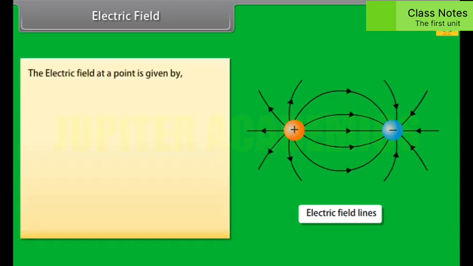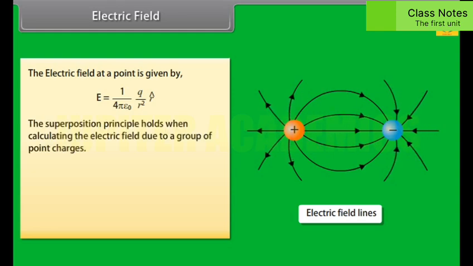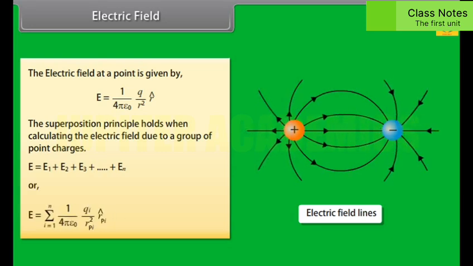The electric field at a point is given by E is equal to 1 upon 4 pi epsilon naught multiplied by Q upon r square into r cap. The superposition principle holds when calculating the electric field due to a group of point charges. E is equal to E1 plus E2 plus E3 and so on till En. This equation can be written as E is equal to summation from i equals 1 to n of 1 upon 4 pi epsilon naught multiplied by Qi upon Rpi square into Rpi cap.